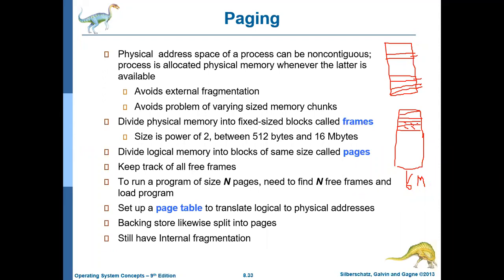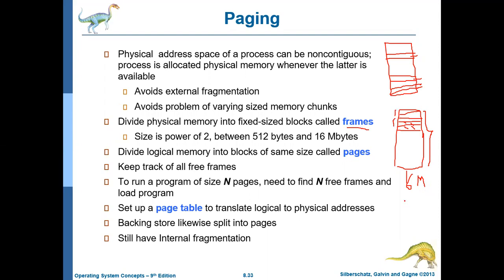It should not be the case that the first block is of 2 MB, the second block is of 1 MB, the third is of 3 MB. Every block will be of the same size. Divide physical memory into fixed size blocks. These are called frames. So in physical memory, whenever we are dividing it into separate, equal size blocks, these blocks are named as frames.